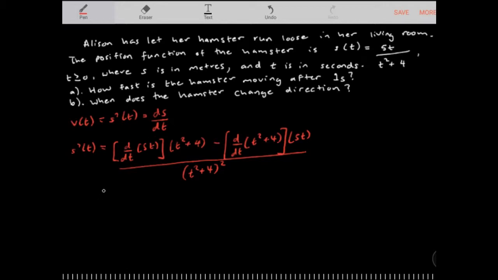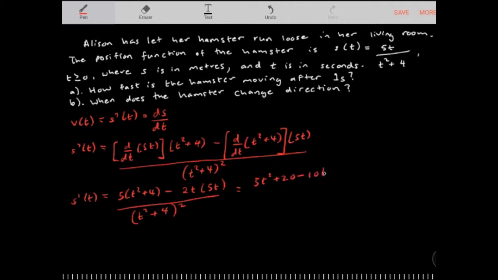Now I'm just going to do the derivative and clean this up. So basically you get 5 times t squared plus 4, minus the derivative of t squared plus 4, which is 2t, times 5t. And then this is over t squared plus 4, squared. So this is your first derivative. You can simplify the numerator: this becomes 5t squared plus 20 minus 10t squared, and you can make this into negative 5t squared plus 20. So this is just the numerator here.